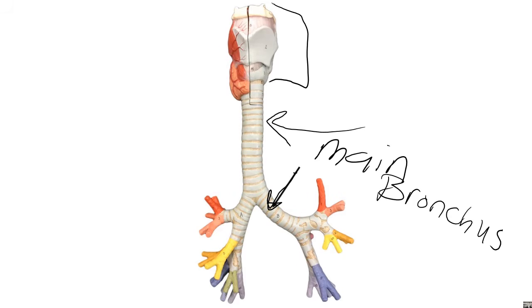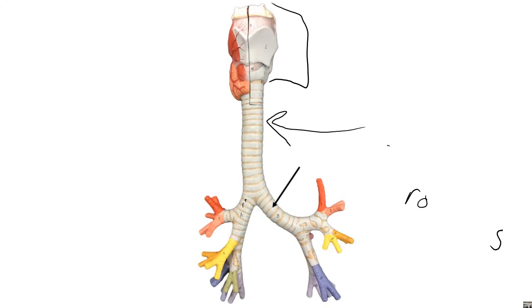Now, if you're talking about both of them, so like this tube and this tube, you could say main bronchi. Bronchus is singular. I would not count you off for saying bronchi versus bronchus. But main are these first ones. If you want to be really specific, you could say left main bronchus, but main bronchi or main bronchus would be okay. Those are the ones that just split to go to the lungs.